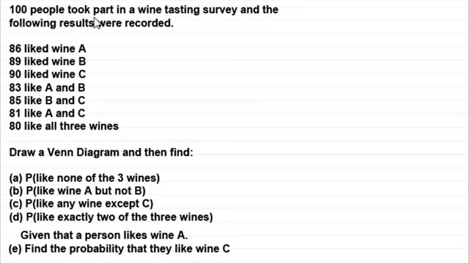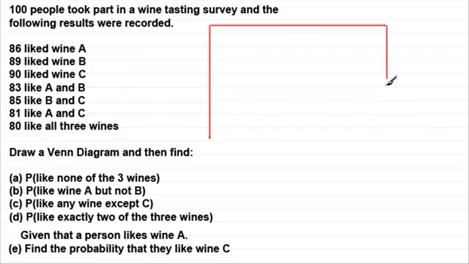We've got 100 people took part in a wine tasting survey, and the following results were recorded. And I've listed what those results were: 86 like wine A, and so on. Okay? And what we're going to do is, first of all, display this information in what is called a Venn diagram. Now, a Venn diagram is basically a diagram that sorts out our information, and what you need to do is draw some kind of border, normally a rectangle, and then we put the categories that we've got here.